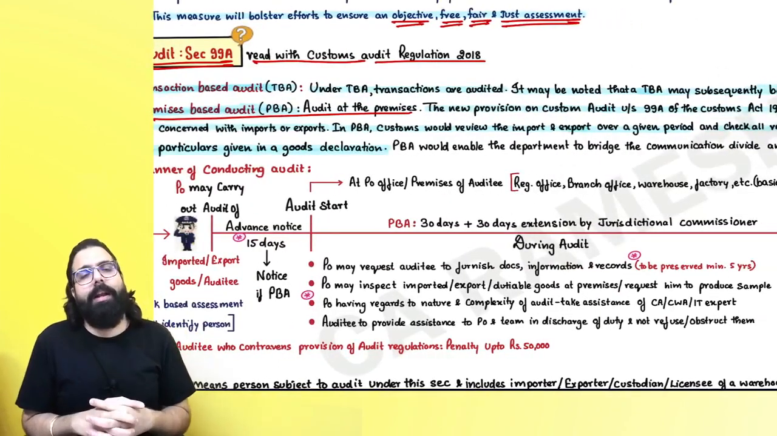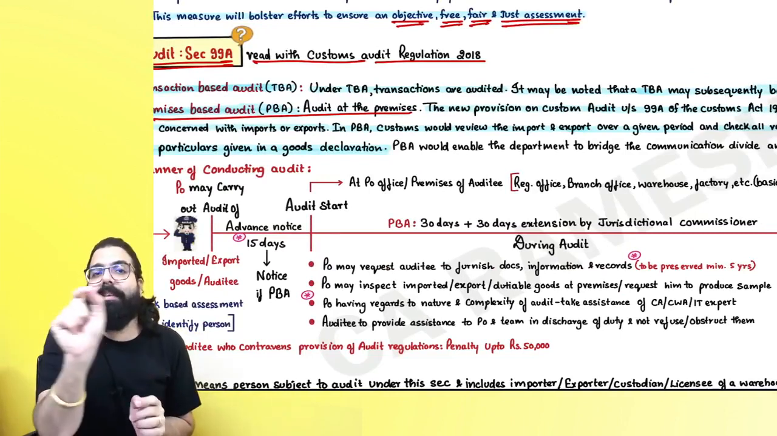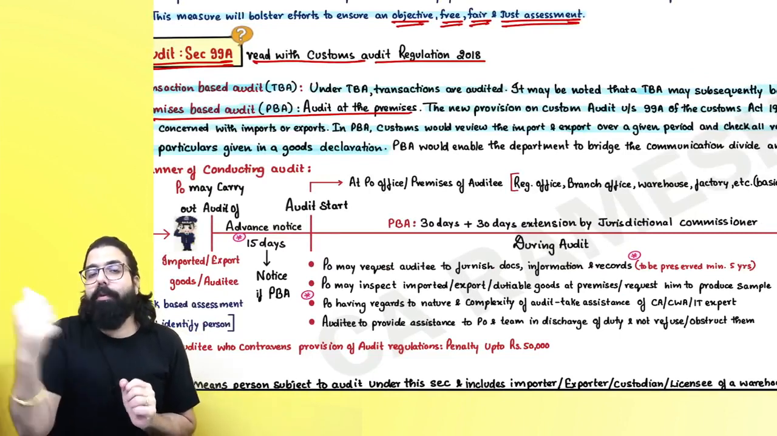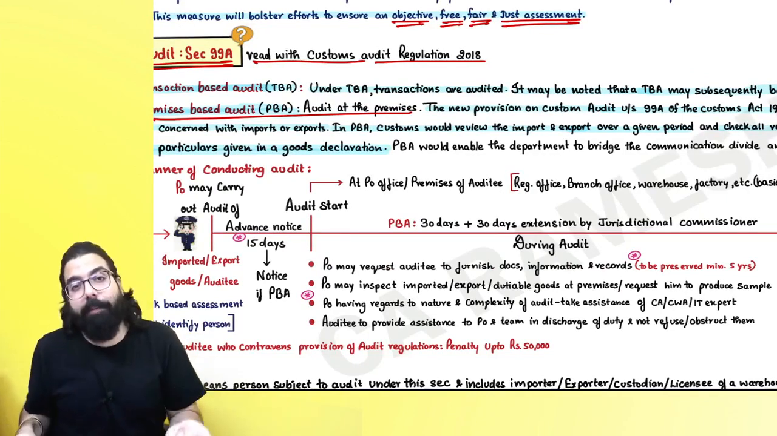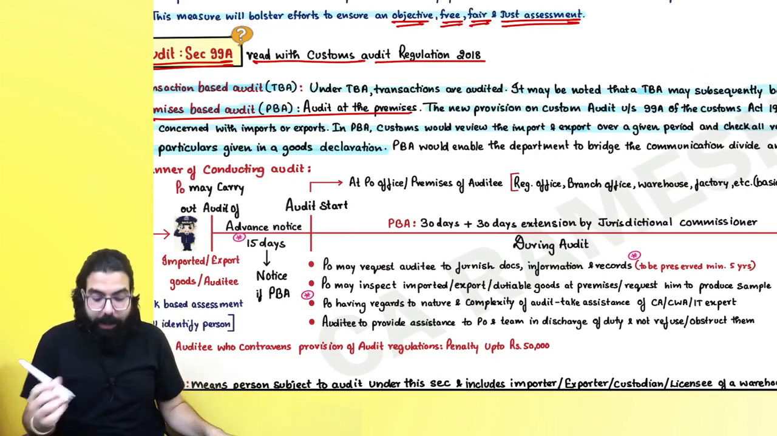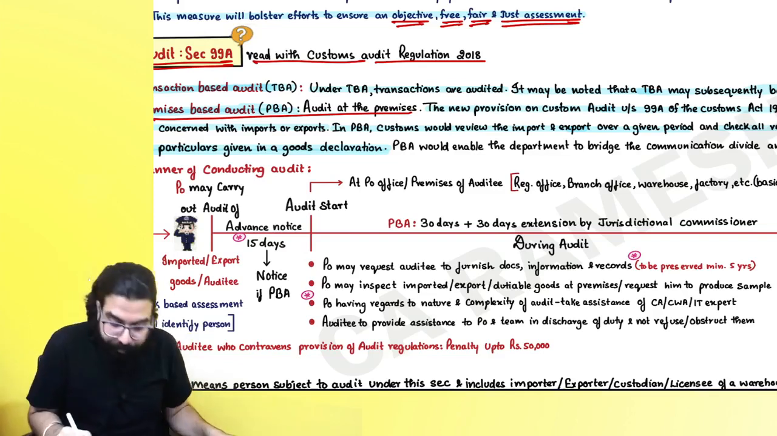When you are importing or exporting, you give a declaration. I have imported copper wire. They came to the premises to do an audit and they found aluminum wire. Then, baba, that's a wrong thing which you have done, and hence the audit is done basically.